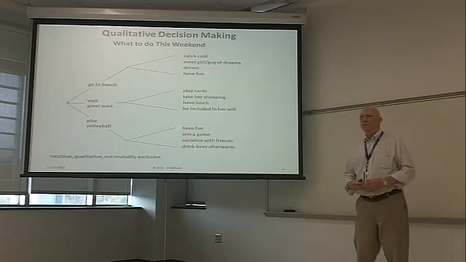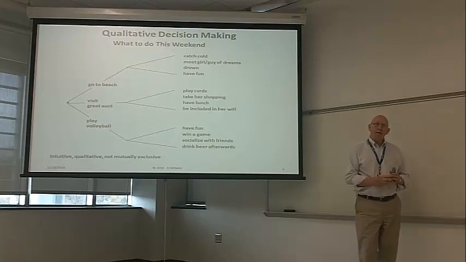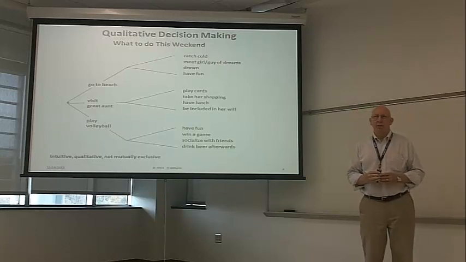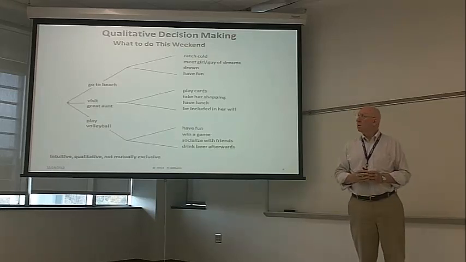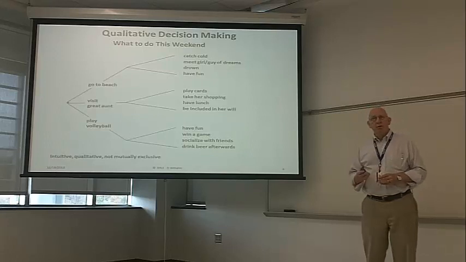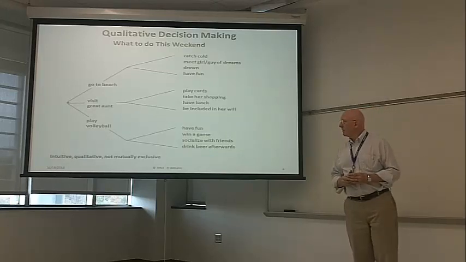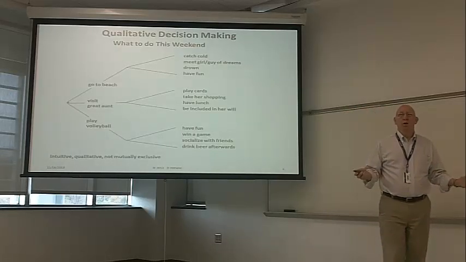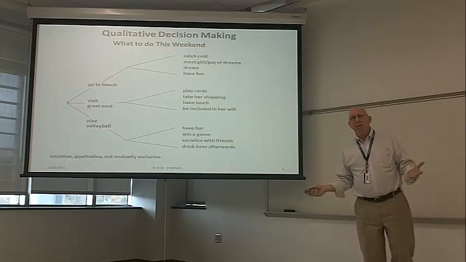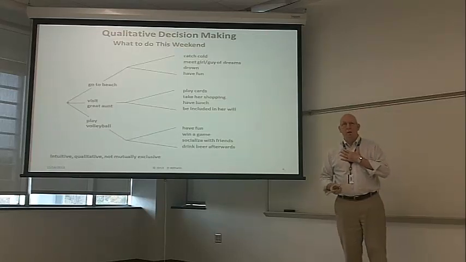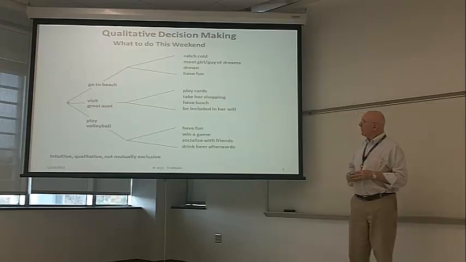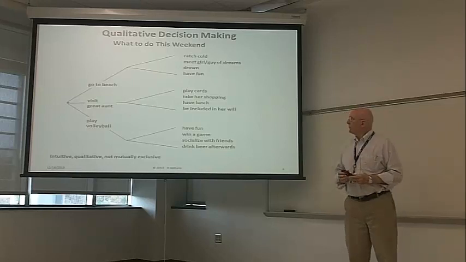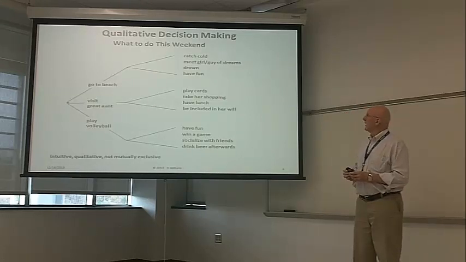Here's our qualitative decision making. This coming weekend, well, this is getting into fall, so maybe not this weekend, but a spring or summer weekend, we could go to the beach, visit our great aunt, play volleyball. We can choose which of those, or more than one or all of them, we want to do. What happens as a result is not wholly under our control. So if we go to the beach, we can catch a cold, meet the girl or guy of our dreams, drown, whoops, have fun.